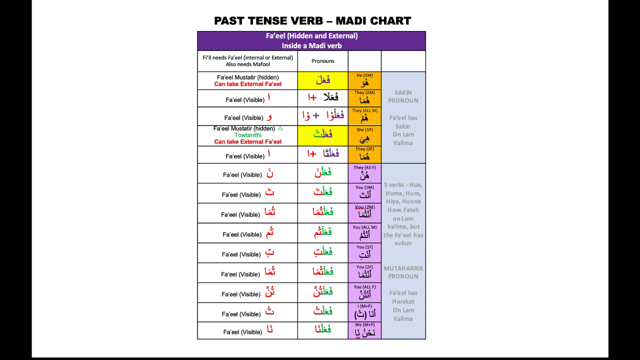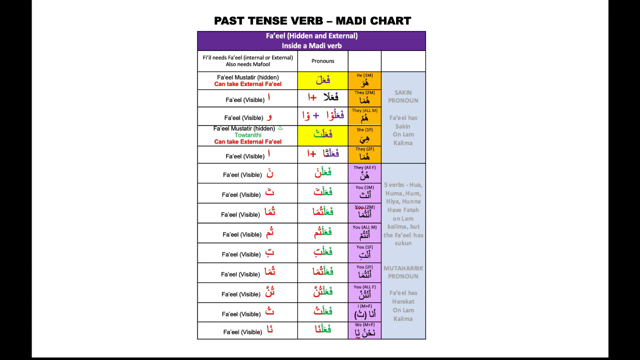Next is antum, and the corresponding verb is fa'altum. Antum means you all male. So tum is representing antum. That means you all male did. So tum is a visible fa'il.